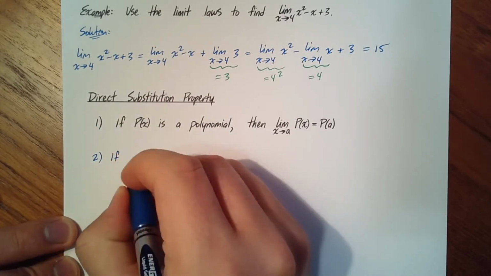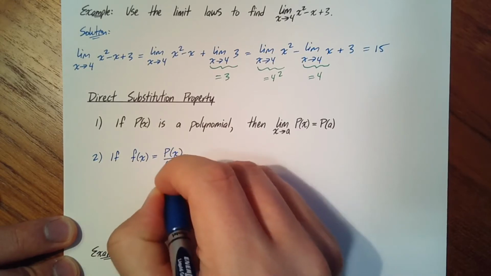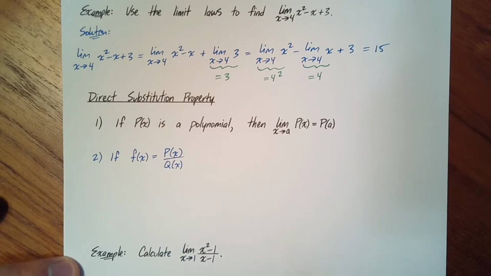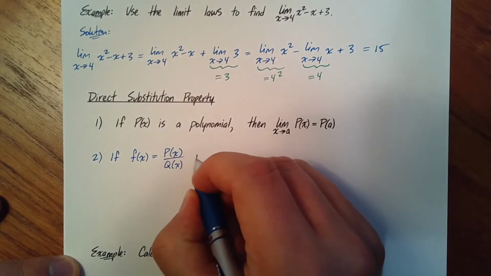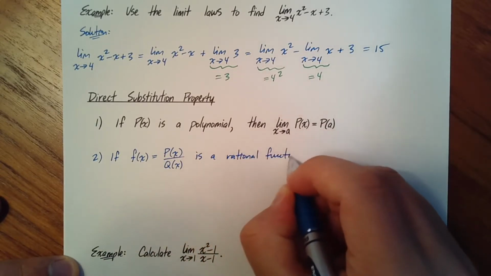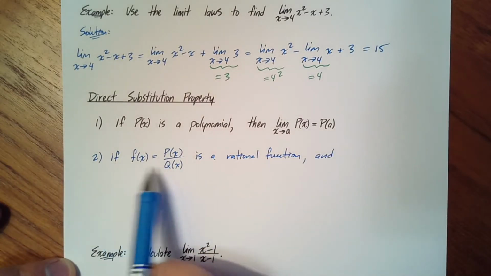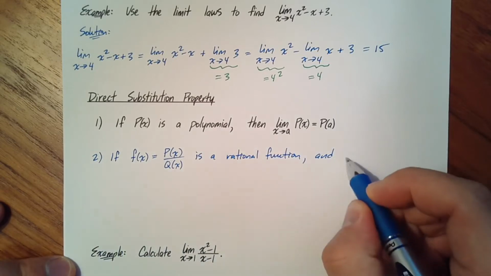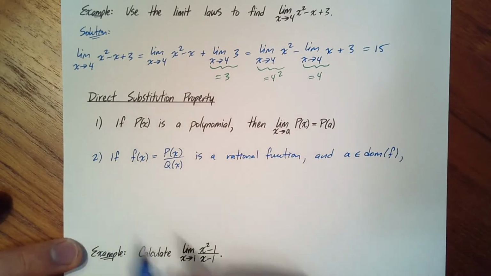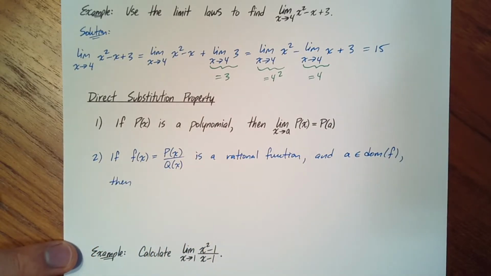So let's say if we had some function f, and we could write f of x is equal to p of x over q of x. So let's say p of x and q of x are both polynomials, then that would make f of x a rational function. And so if this is the case, if f is a rational function, and we have some number a that happens to be in its domain, then we can say the following. Then this rational function has the direct substitution property as well.